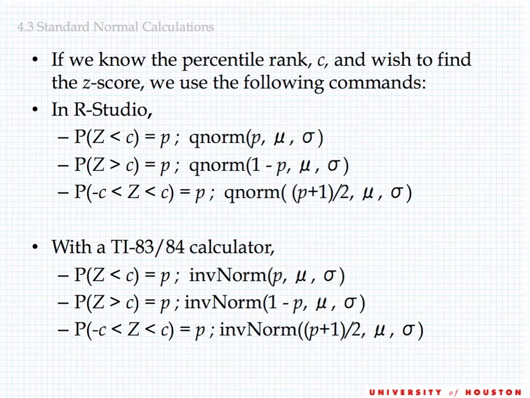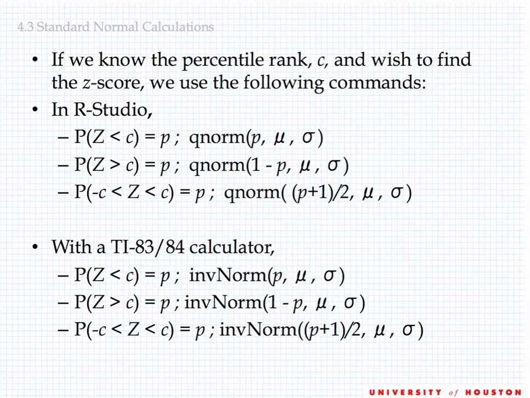If we know the percentile rank C and we wish to find the z-score, we use the following commands. The command for RStudio is qnorm, and with the calculator it's inverse norm. We input our percentage, then our mean, then our standard deviation. The percentage differs based on our probability statement. If we have a less than probability statement, then we enter the percentage as is. For a greater than, we need to use the complement. This is true for both.